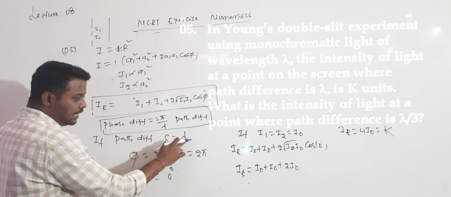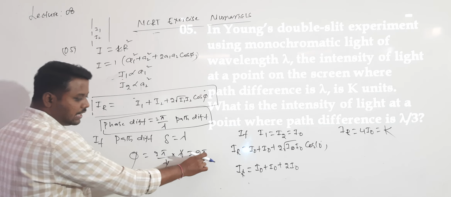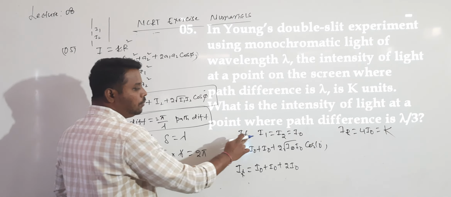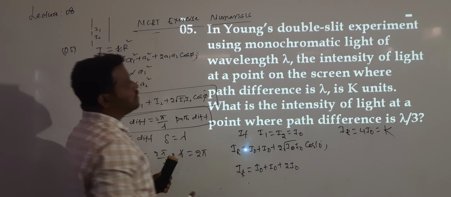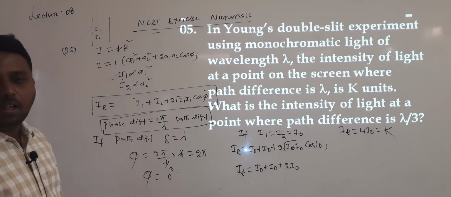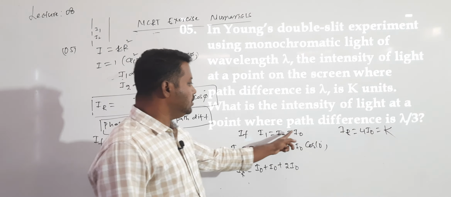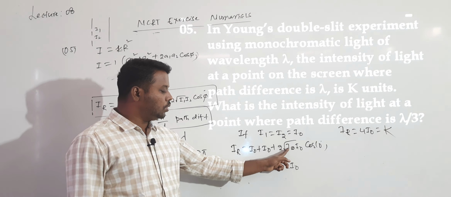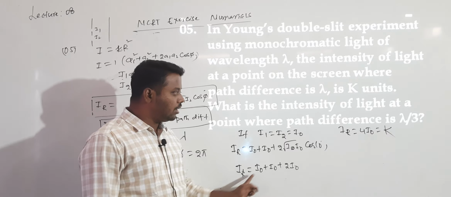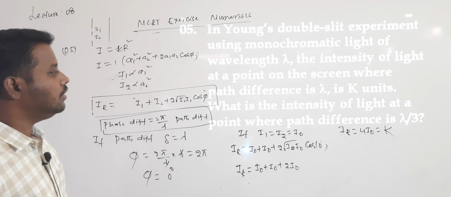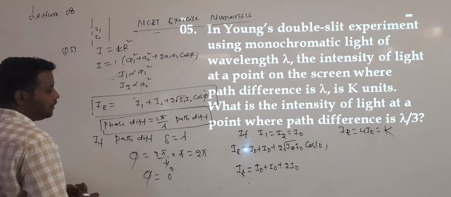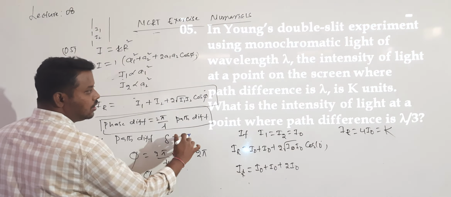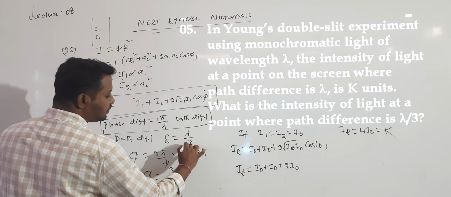If the path difference delta is equal to lambda, the phase difference is either 2 pi or 0 degrees. When the phase difference is 0, and one more thing they did not mention, they are telling us it is monochromatic light. For monochromatic light, if I1 and I2 are equal to I0, then IR is equal to I0 plus I0 plus 2 into root over I0 I0 into cos 0. Then I got IR value 4 into I0, which is equal to K. Okay?